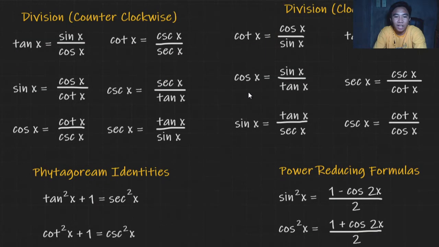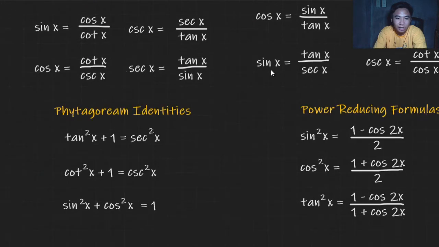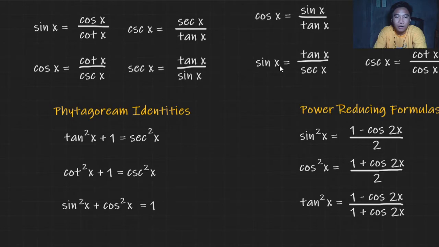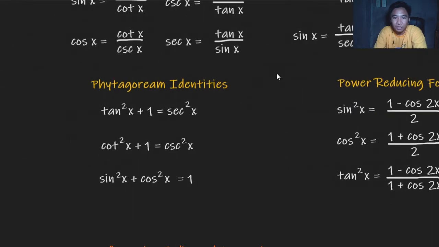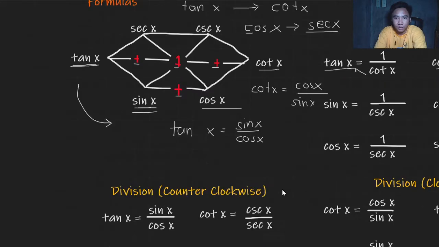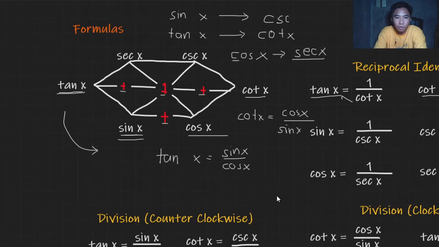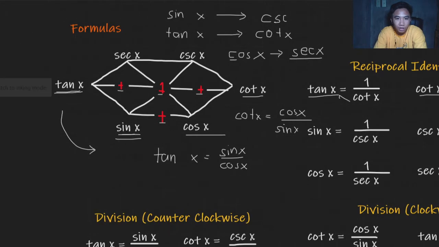And then, the last 3 are the Pythagorean identities. So, paano yung Pythagorean identities na yan? So, babalik ko lang din mamaya dun sa taas. So, meron tayong tangent squared x plus 1 is equal to secant squared x. And the next is cotangent squared x plus 1 is equal to cosecant squared x. And then sin squared x plus cosine squared x is equal to 1. So, kung mapapansin nyo, makakabuo kasi tayo ng triangles.